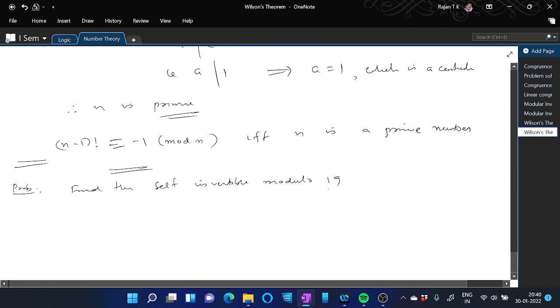We know the residues modulo 19 are from 1 up to 18. Of course, 0 is there, but we are taking 1 to 18, of which we know 1 and 18 are self-invertible. So the self-invertible modulo 19 are 1 and 18, since 1 into 1 is congruent to 1 mod 19, and 18 into 18 is also congruent to 1 mod 19. We can verify.